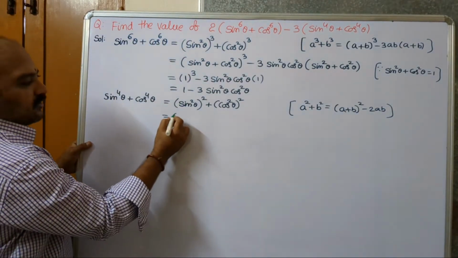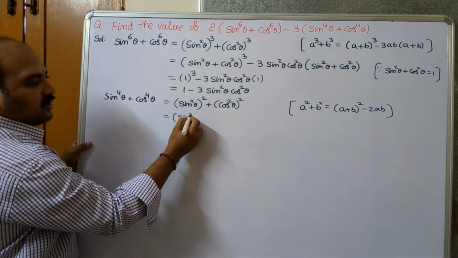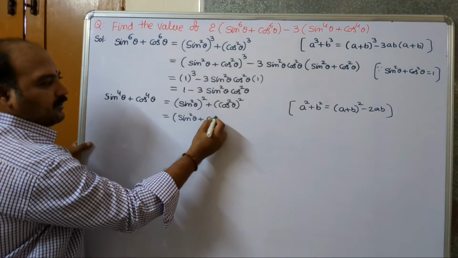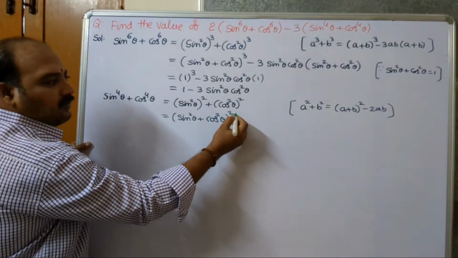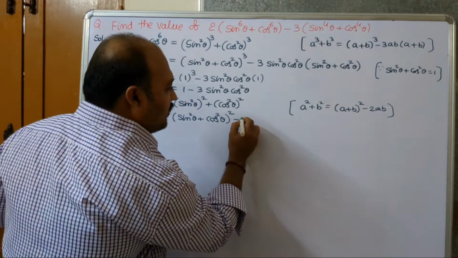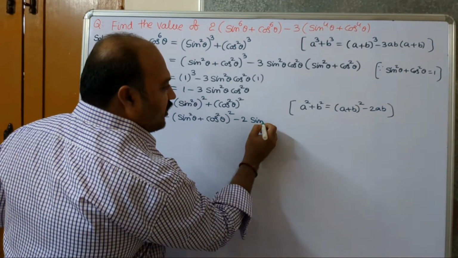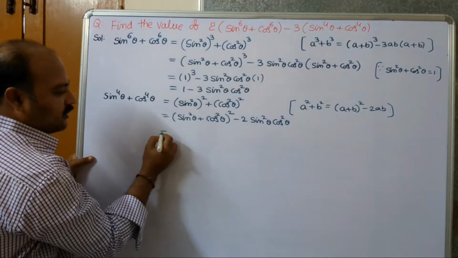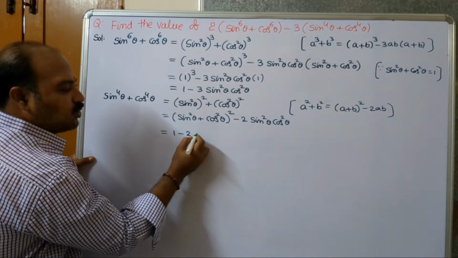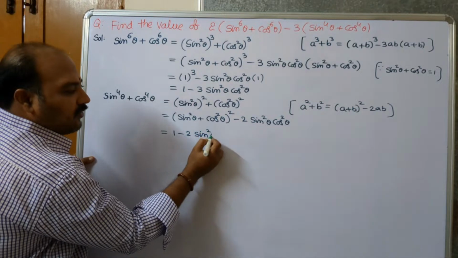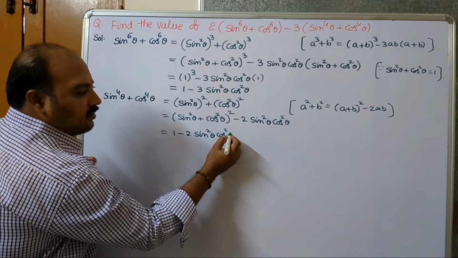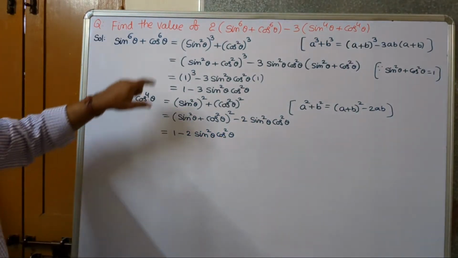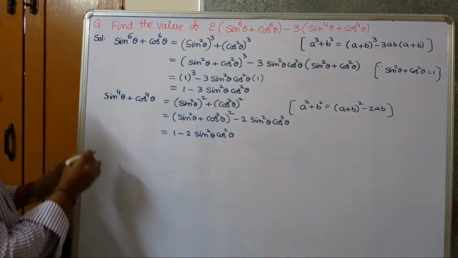So sin square theta plus cos square theta whole square, okay, minus 2 times of sin square theta into cos square theta. This value is 1. So 1 minus 2 sin square theta cos square theta. So these values we substitute in the given expression.